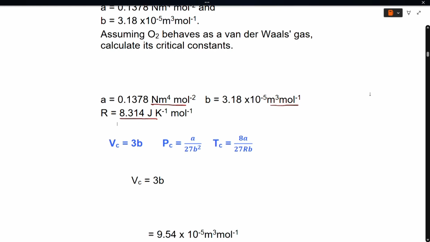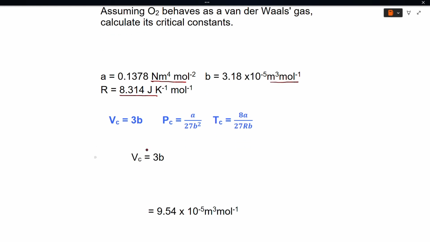Now, we are going to derive one by one. Vc is equal to 3b, that is the expression. Pc is equal to a by 27b square, and Tc is 8a by 27Rb. First, we will evaluate Vc because that is very easy, that is equal to 3 into b. The value of b is 3.18 into 10 to the power minus 5 meter cube mole inverse. Okay.